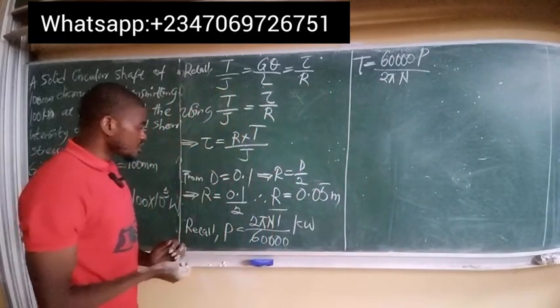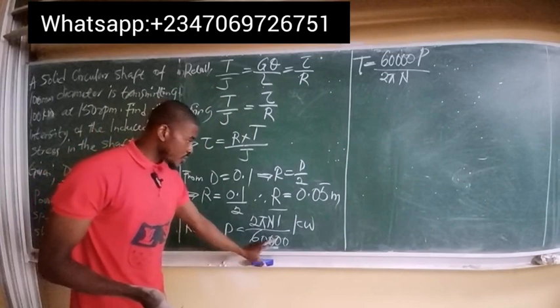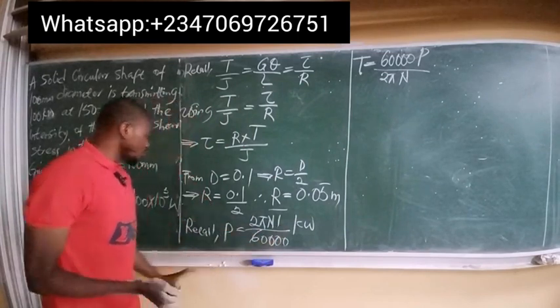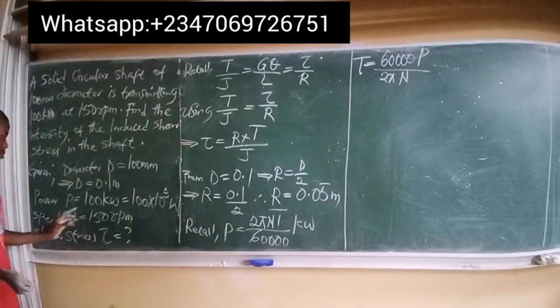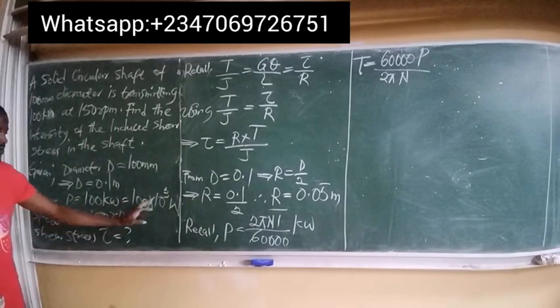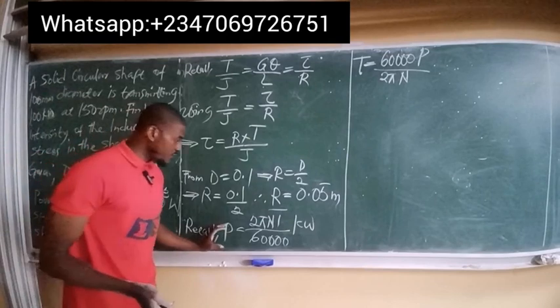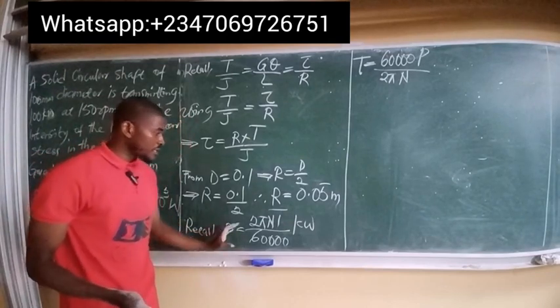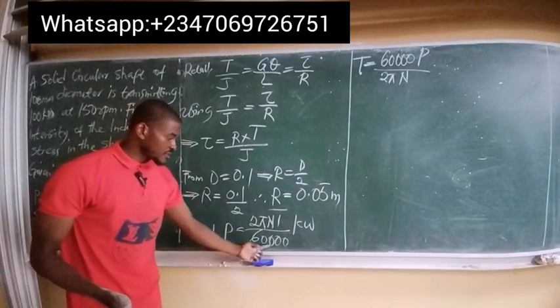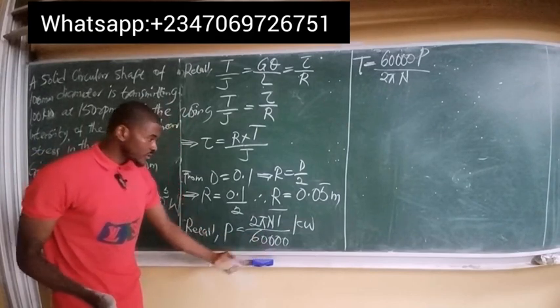Okay, now take note, it is 60,000 because power is in kilowatts, which means we're going to be working with 100 kilowatt and not 100 times 10 to the power of 3 watts. Please take note of that. This is the formula for power. When the value of power is in kilowatts, simply divide by 60,000. So we've already done the 1000 division here for kilowatts.